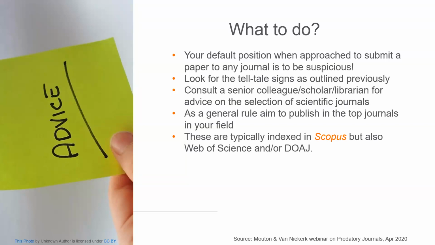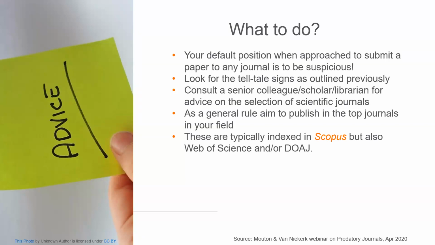You can also, if unsure, speak to a senior colleague, a scholar, or a librarian for advice to broaden your selection of journals in which you can publish. So don't go with an invitation that you receive via email. As a general rule, also publish in the top journals in your field. If you follow this, you would have to get to know your journals, and you would have to know how to read a journal website, as I've done now, given some examples of what to look out for to know whether a journal is of a high quality.